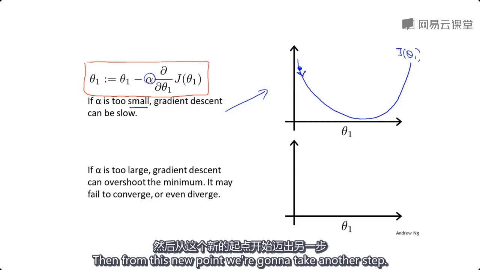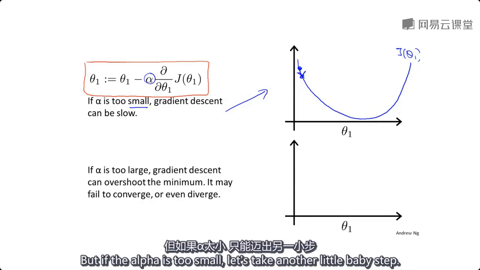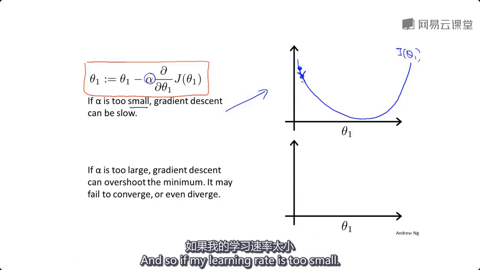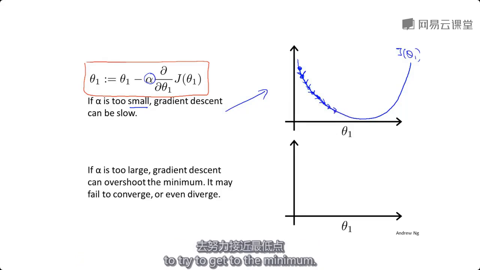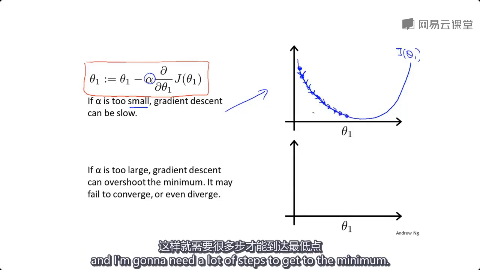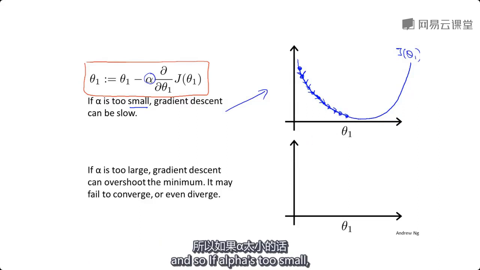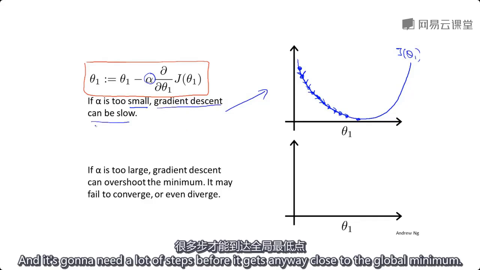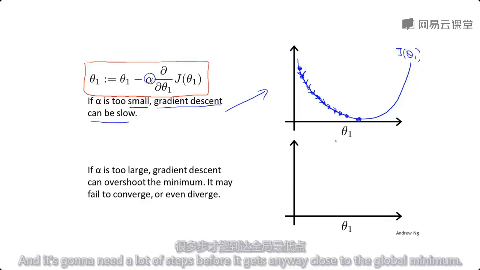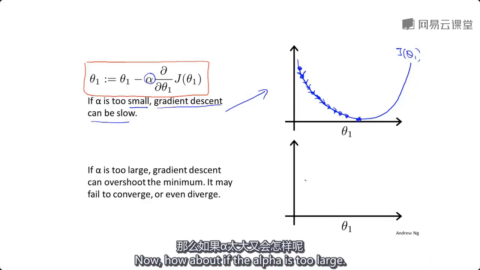Then from this new point, I'm going to take another step, but if alpha is too small, I'm going to take another little baby step. If my learning rate is too small, I'm going to end up taking these tiny, tiny baby steps to try to get to the minimum, and I'm going to need a lot of steps. So if alpha is too small, gradient descent can be slow, because it's going to need a lot of steps before it gets anywhere close to the global minimum. Now, how about if alpha is too large?